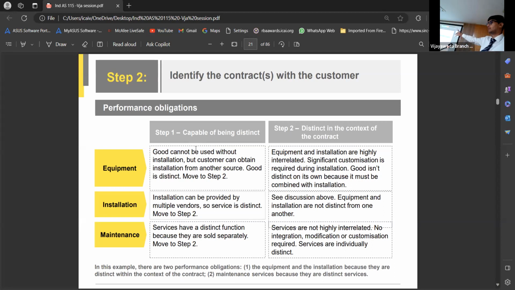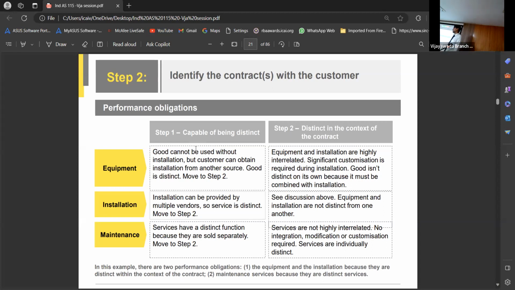This is the first equipment example, we already discussed that. If the equipment and installation are highly interrelated, the other example I've given, right? So there it becomes one contract, and one performance obligation, not two. Again, installation can be provided by multiple vendors, so it's distinct.